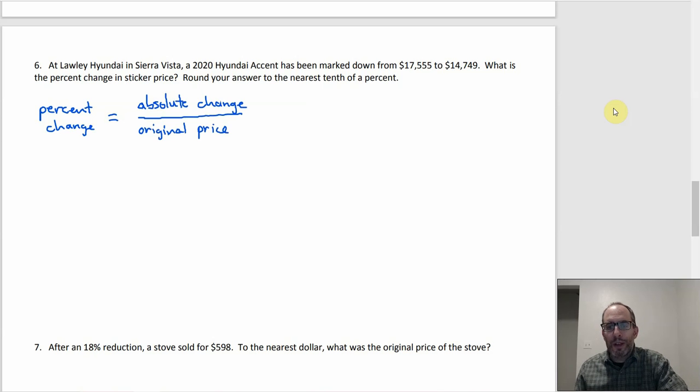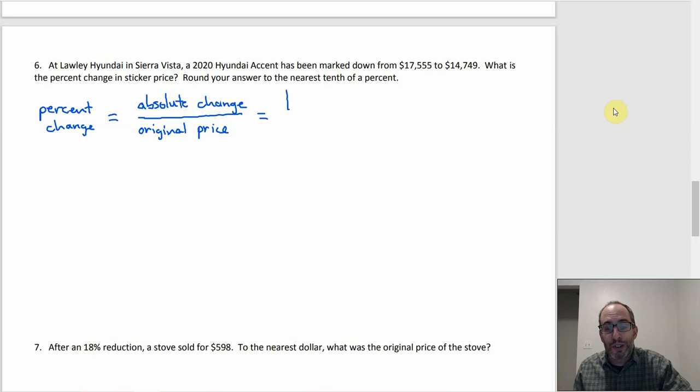And here, the way that they're written with the 17,555 first, I think if you were going to find the absolute value of the difference between those, you would probably subtract in the order where you would get a positive number anyway, right? I think most people would write it as the absolute value of 17,555 minus 14,749. So that's what I'll do. I think it would be weird to write it in the opposite order for no apparent reason, even though you would actually get the same thing.